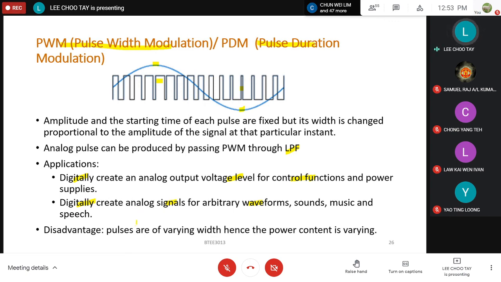Okay, the problem with PWM is the pulses are varying width. The width of the pulses is changing according to the amplitude of the baseband signal, and therefore the power content is also changing. So there is no way for us to know the exact power of the PWM signal.